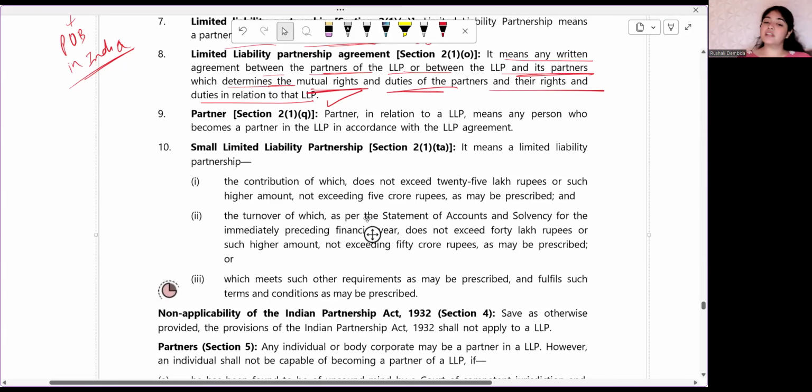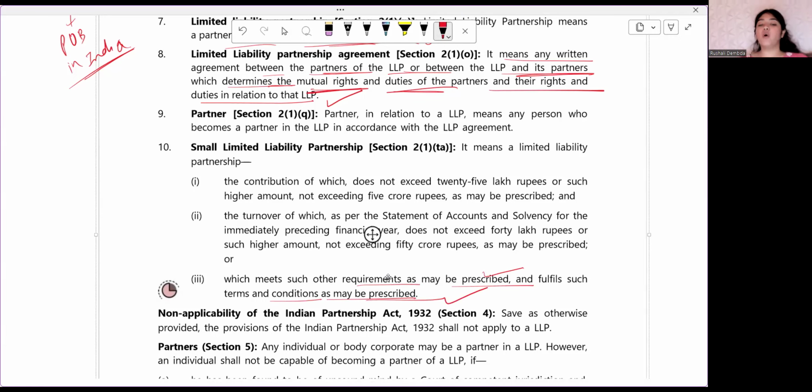So if they have given a prescribed limit that it can be up to 25 crore, they can change the limit. But the basic limits are 25 lakh for contribution, and the turnover in the immediate preceding financial year should not exceed 40 lakh. They can extend these limits. 25 lakh can be extended to 5 crore and 40 lakhs can be extended to 50 crores, which meets such other requirements as may be prescribed. If any other requirements are mentioned, they should also be met and fulfills the terms and conditions as may be prescribed. The LLP should fulfill all the terms and conditions as may be prescribed.